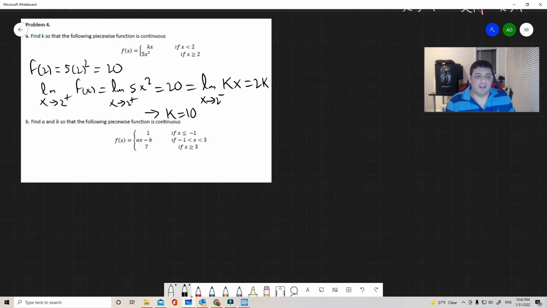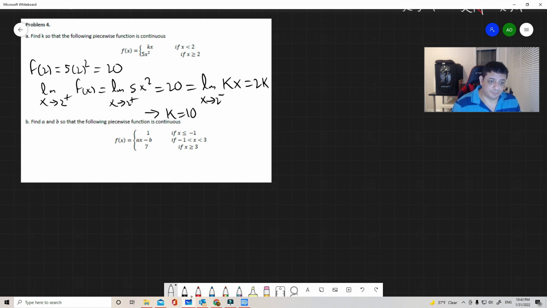So this scenario is very easy. We find very quickly the value of k, and we get our continuity very easily. Part 2 is a little bit more difficult, because here we not only have one constant but 2, and we have 2 different points where we might have discontinuity. We might have discontinuity at -1, and we might have discontinuity at 3.